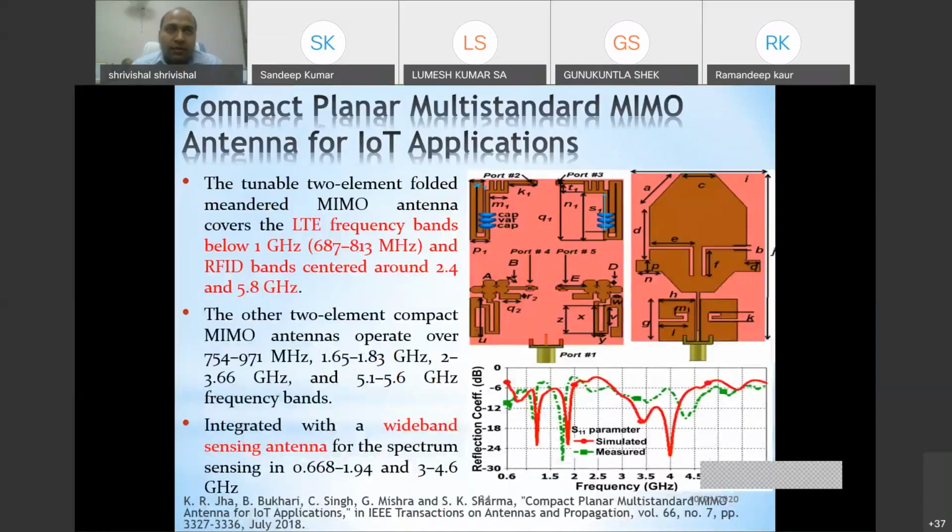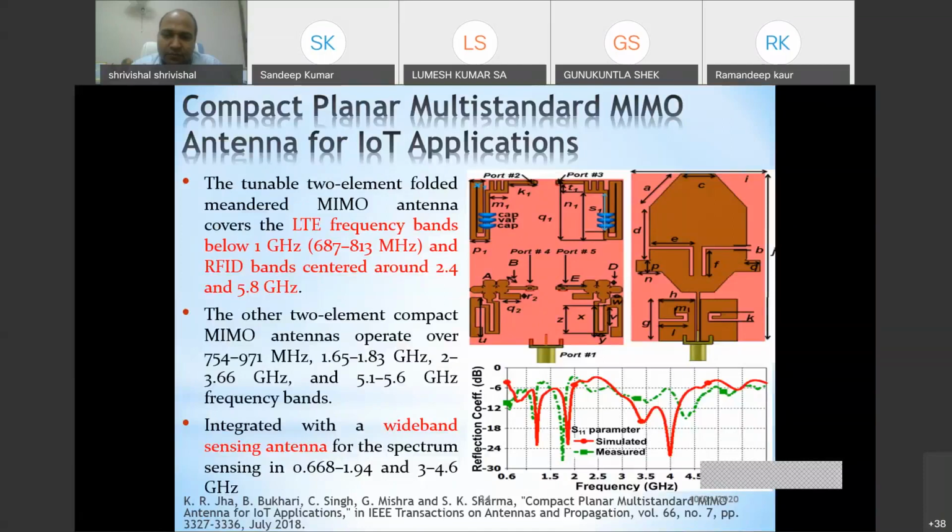This is another antenna system, where we talk about the compact planar multi-standard MIMO antenna for IoT applications. Here the objective is a little bit modified compared to the previous cases, where we were designing the antenna system for the different bands. But now in this case, in place of designing a single antenna system, they have fused two antenna systems in the design.